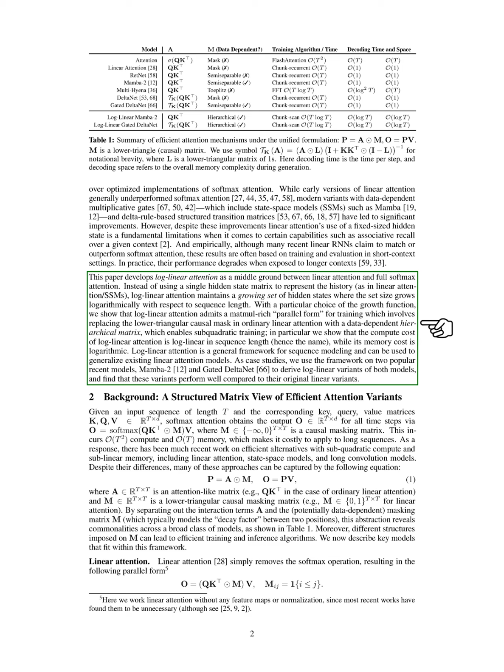Log linear attention serves as a general framework for sequence modeling and can enhance existing linear attention models. We apply this framework to two recent models, Mamba2 and Gated DeltaNet, and find that the log linear variants perform well compared to their original linear counterparts.